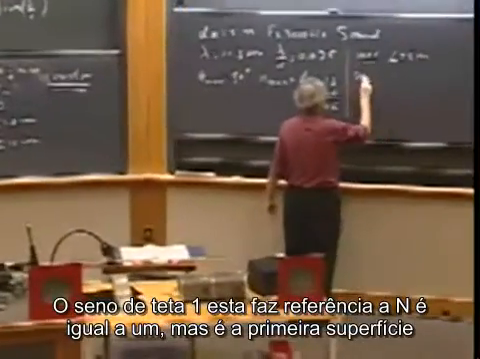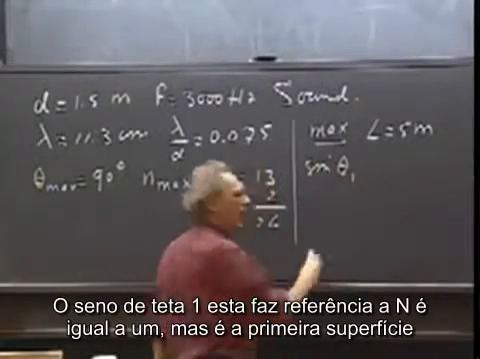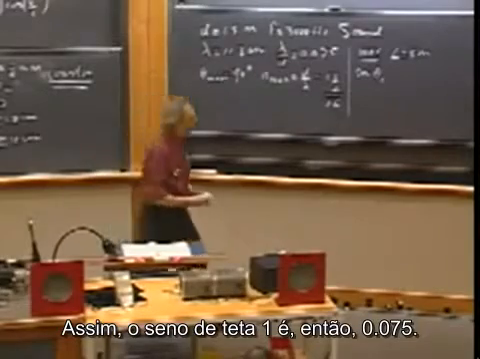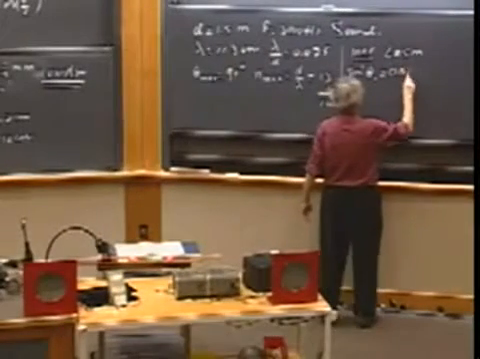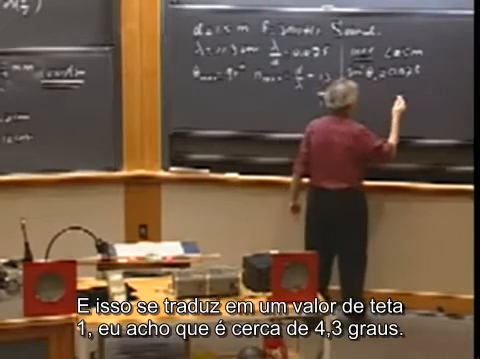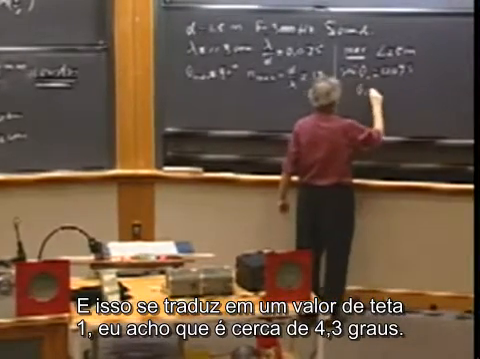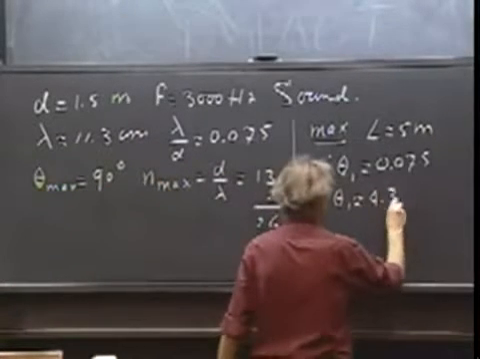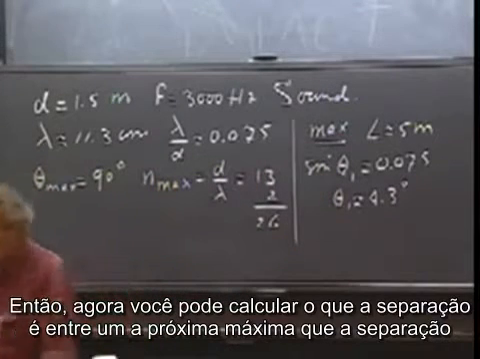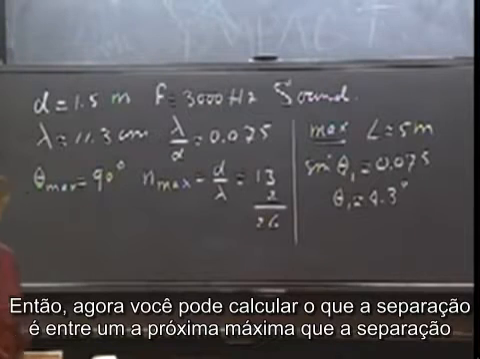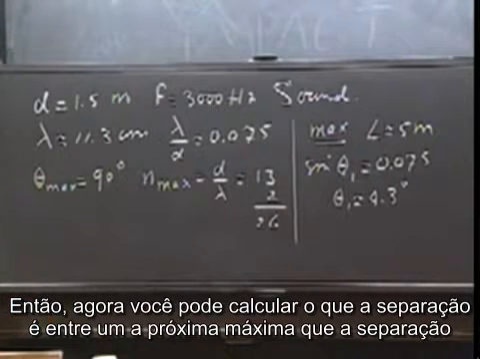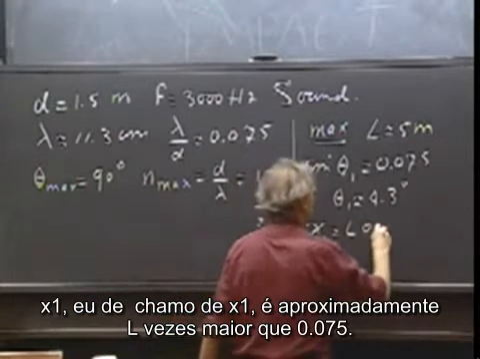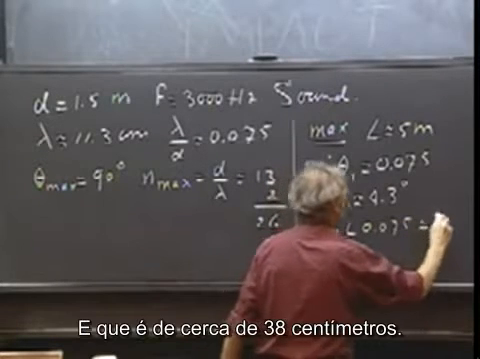The sine of theta 1, this 1 now makes reference to n equals 1, that is the first surface away from the center. So the sine of theta 1 is then 0.075. And that translates into a value of theta 1, I think it's about 4.3 degrees, that's right. And so now you can calculate what the separation is between one maximum and the next maximum. That separation, x1, I call it x1, is roughly L times that 0.075. And that is about 38 centimeters.